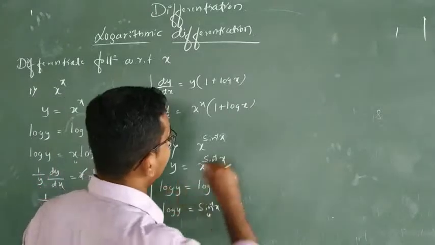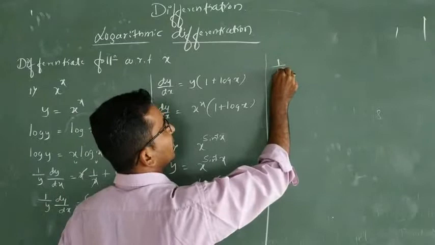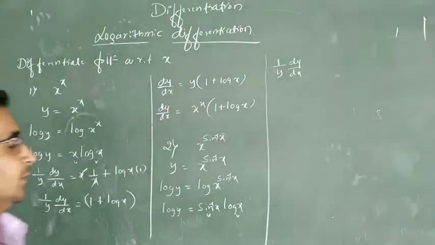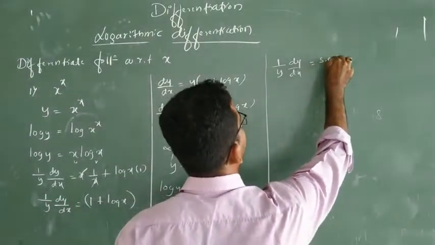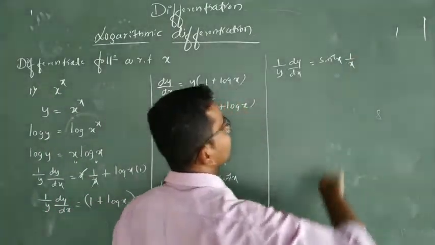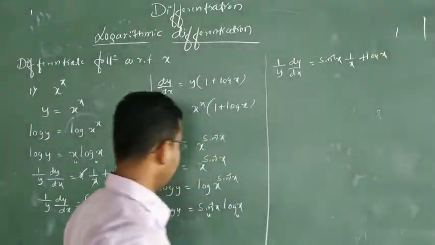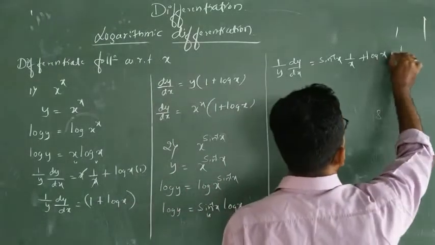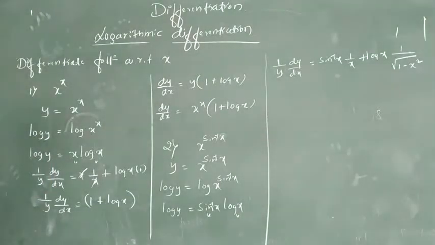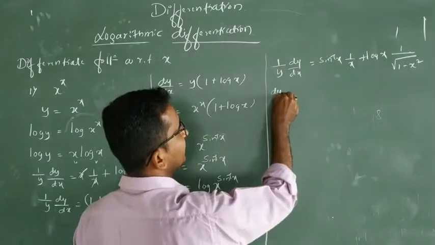Applying again the u into v. After applying the u into v, first LHS. What is log y differentiation? 1 by y, y differentiation dy by dx. Then keep the u as it is, that is sine inverse of x. Then differentiate log of x, which is 1 by x. Next plus, keep the log of x as it is. The differentiation of sine inverse of x is, this is a standard formula, 1 divided by root of 1 minus x square.